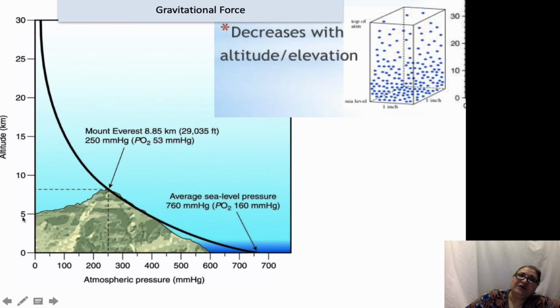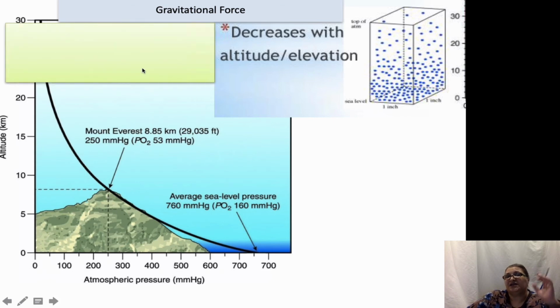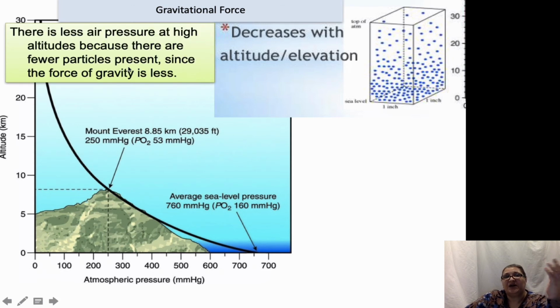Now here's the one with elevation. The higher the elevation, the lesser the pressure, and it's mainly due to gravitational forces decreasing as we go up, so they're not pulling as many particles down. So higher elevation, fewer particles, and the pressure decreases.